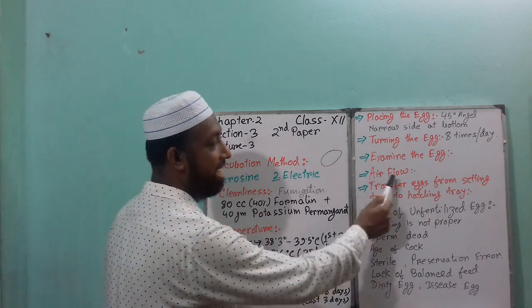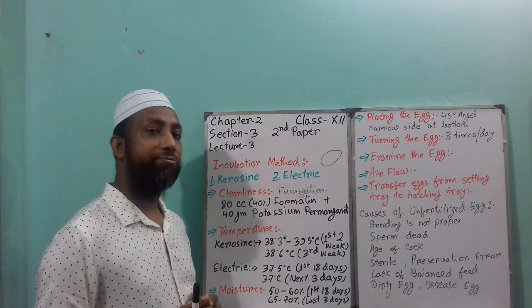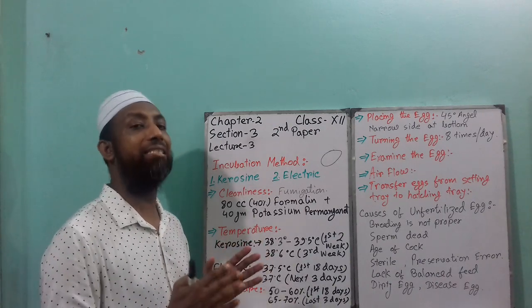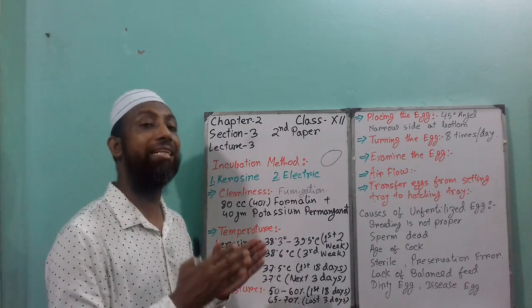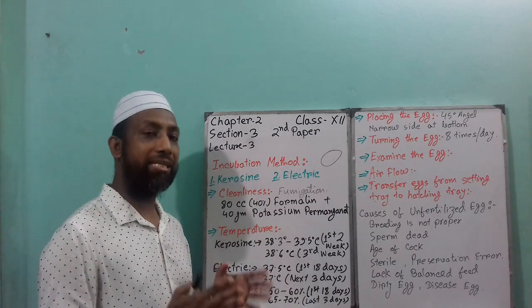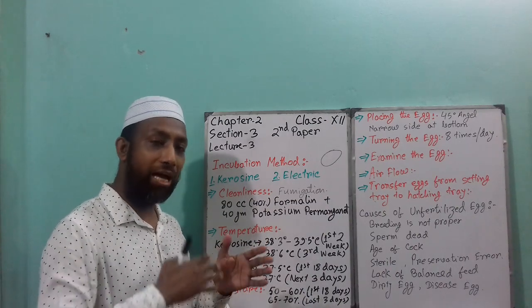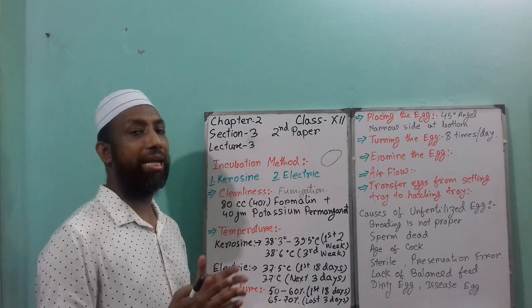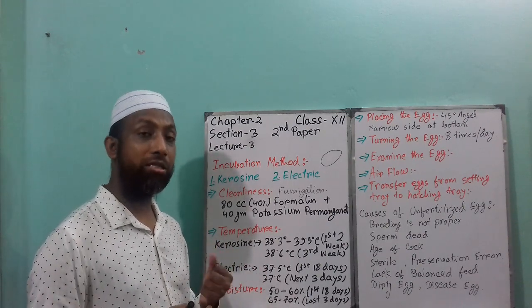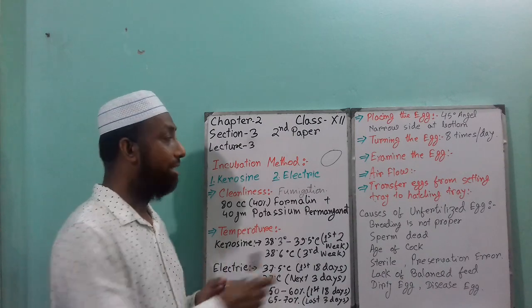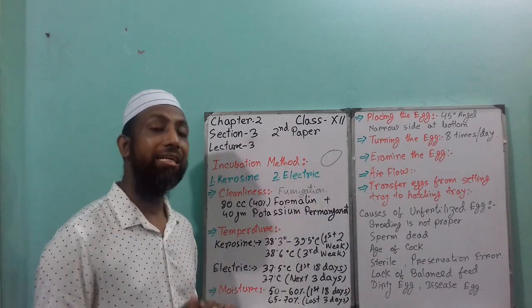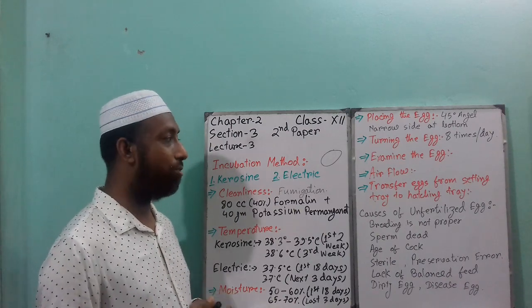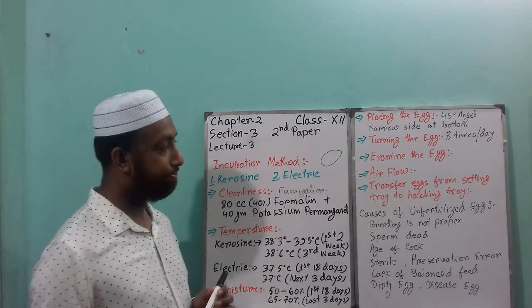Next point is airflow. After 18 days, they need more air inside the machine or inside the egg. That is why inside the machine you have to operate the airflow passing through, because after 14 days the embryo inside the egg is increasing. That means it has formed into a newborn baby. That is why they need this airflow.